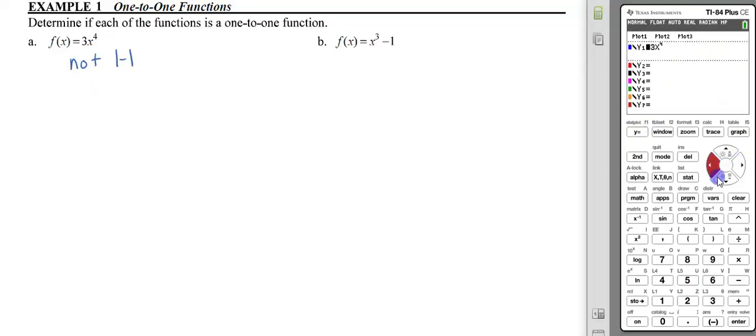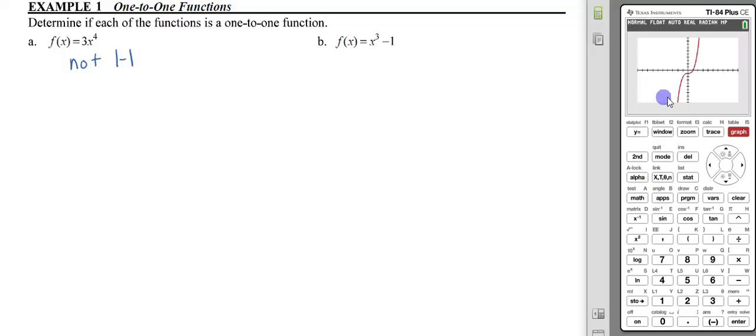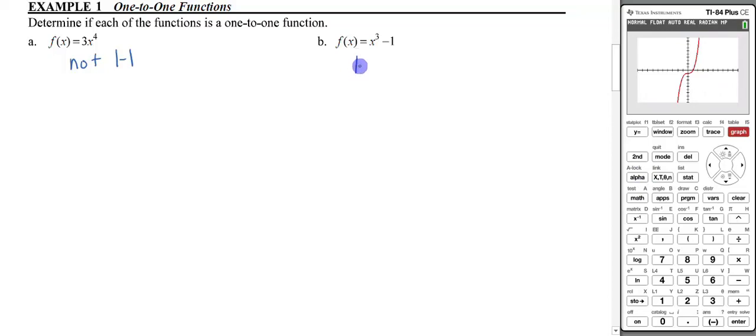If we go to this second function, enter it, x cubed minus 1, and look at the graph there. This is a complete graph. We can see any horizontal line drawn through that graph will only ever touch once. So this is a one-to-one function.